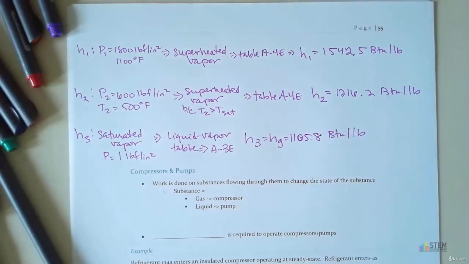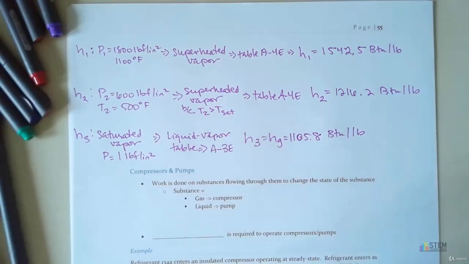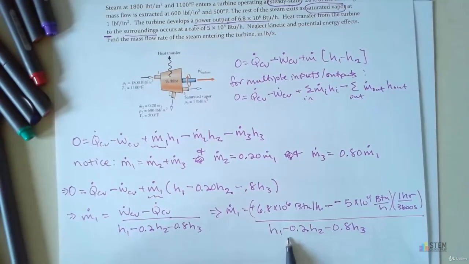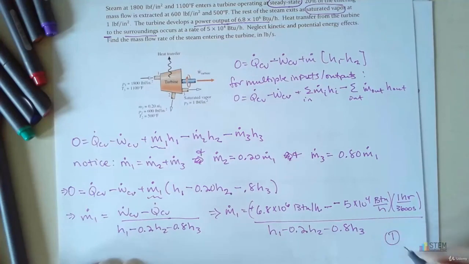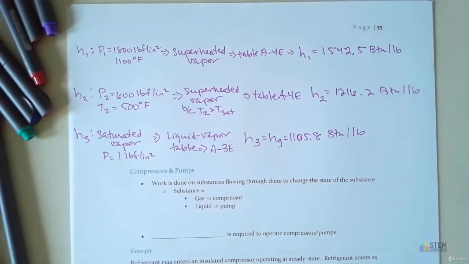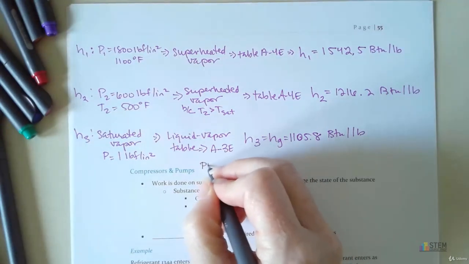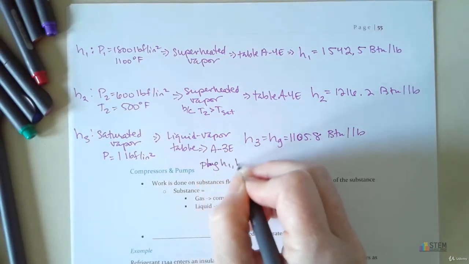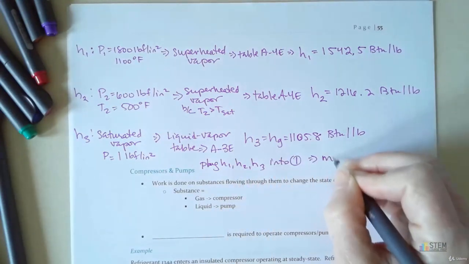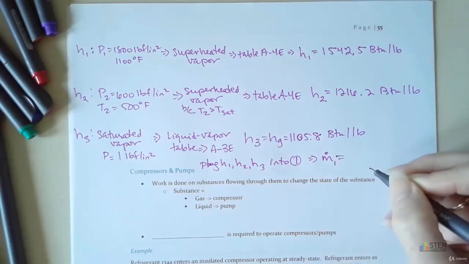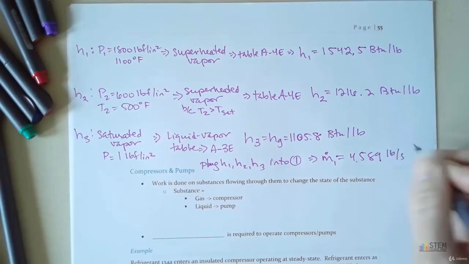Now what you would do is you would take these three values. I'm out of room here, so I'm not going to write it out. But take those three values, and then you're just going to plug them into this equation. Let's call this equation 1. And then you will find your mass flow. So let's plug H1, H2, and H3 into equation 1. Your mass flow that you get then at the inlet is going to be 4.589 pounds per second.